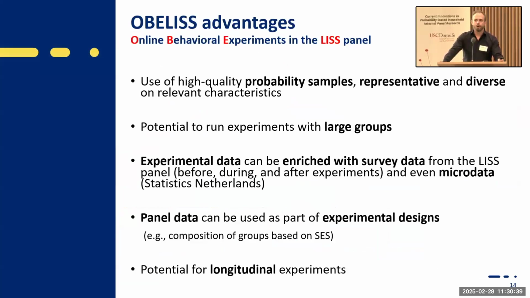So the advantages of OBELISK are that we can use probability samples. You can use large groups to run experiments. The experimental data can be enriched with all the LISS survey data, and also the microdata from Statistics Netherlands. The panel data can also be used as part of your experimental designs. And all in all, it's also possible to organize longitudinal experiments.